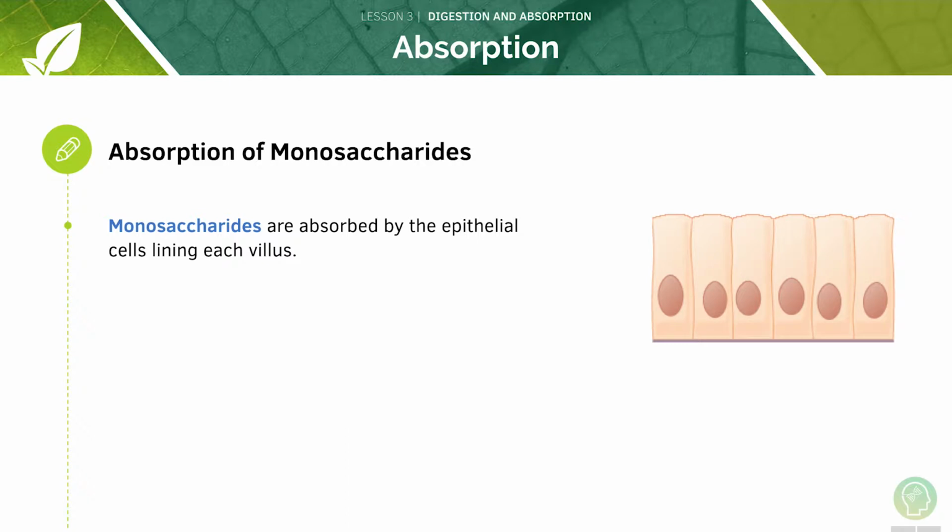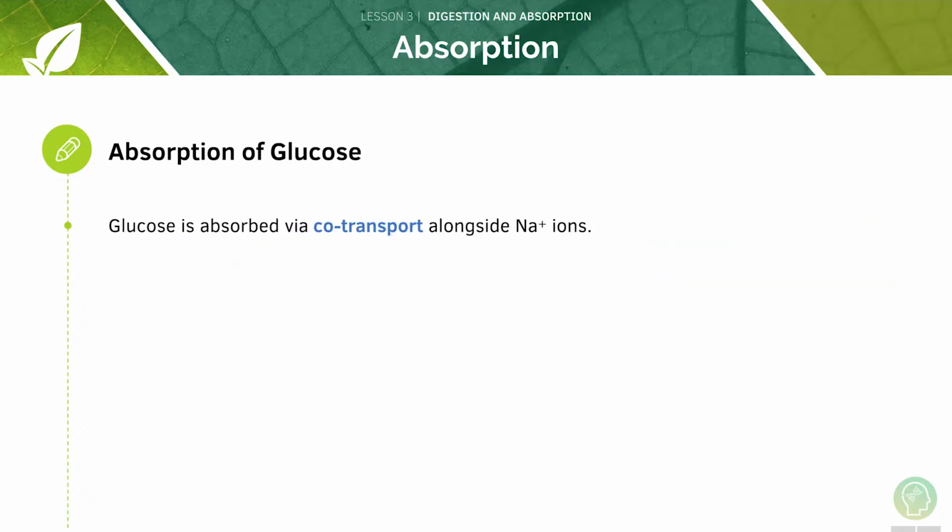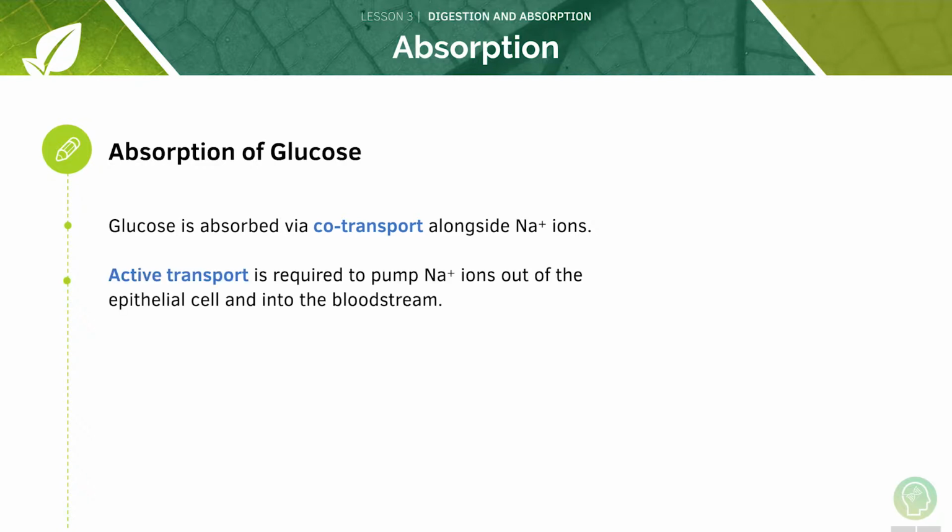Monosaccharides are absorbed by the epithelial cells lining each villus. Glucose travels from the lumen of the ileum to the bloodstream through the sodium-glucose co-transport mechanism. This mechanism uses co-transporter proteins, and active transport is required to pump the sodium ions out of the epithelial cells and into the bloodstream.